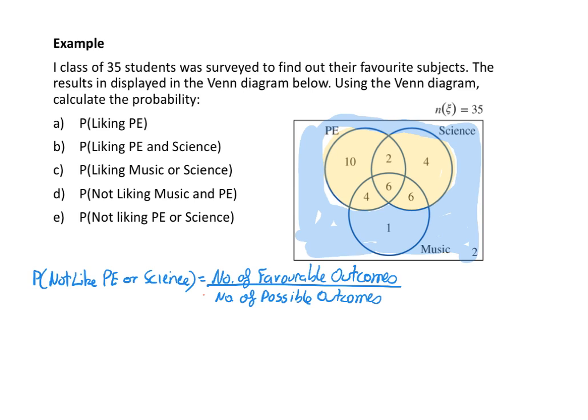So going back to my calculation, my favourable response is going to be 1 plus 2 over my possible responses of 35. So my probability is going to be 3 over 35. So the probability of a student not liking PE or not liking science is 3 out of 35.